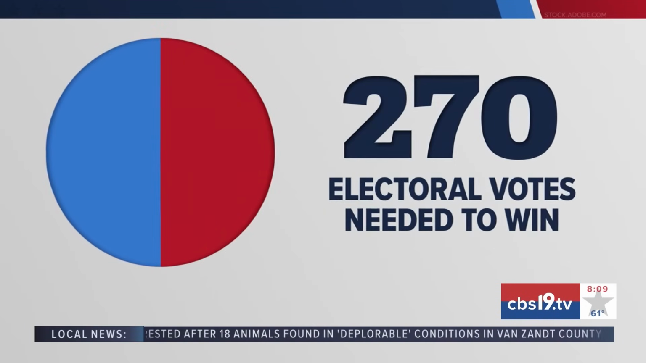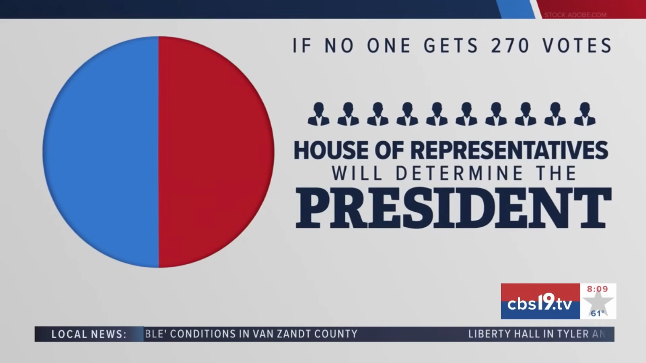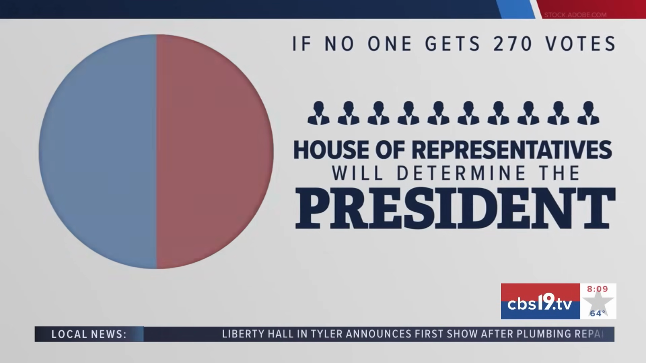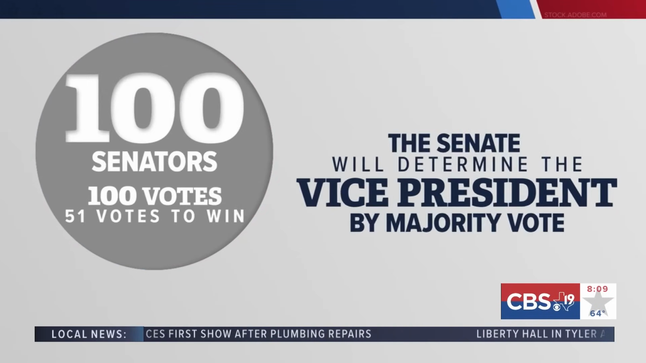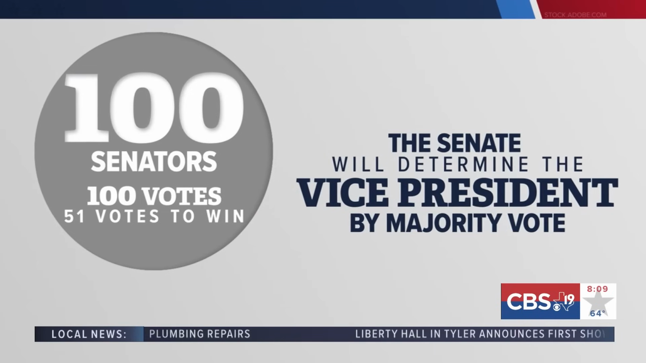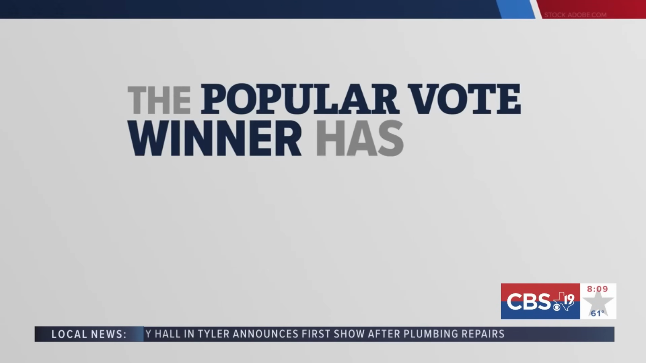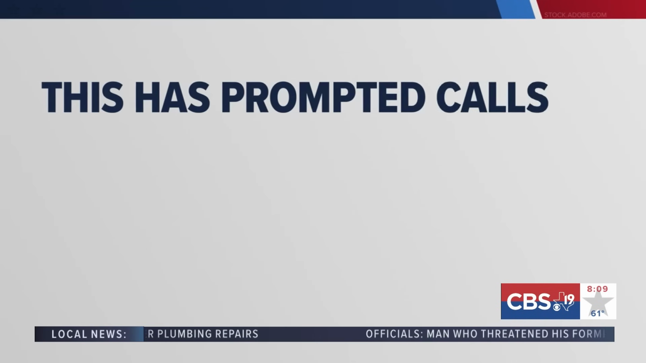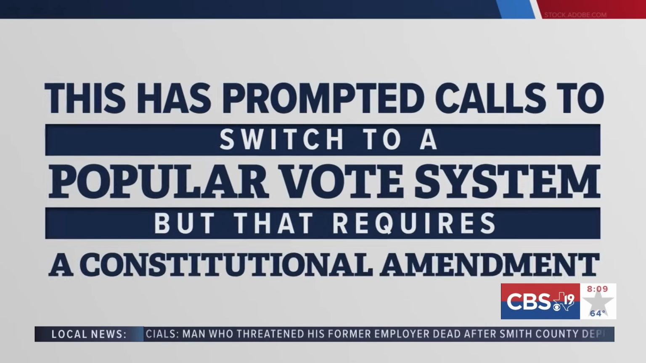If neither candidate gets to 270, the House of Representatives will determine the president, but each state delegation, regardless of the number of electors, must vote as one. So there are only 50 votes up for grabs. The Senate will determine the vice president with a simple majority vote of all 100 senators. The popular vote winner has lost the Electoral College in 2 of the last 6 elections, and that has prompted calls to switch to a popular vote system, but that requires a constitutional amendment.